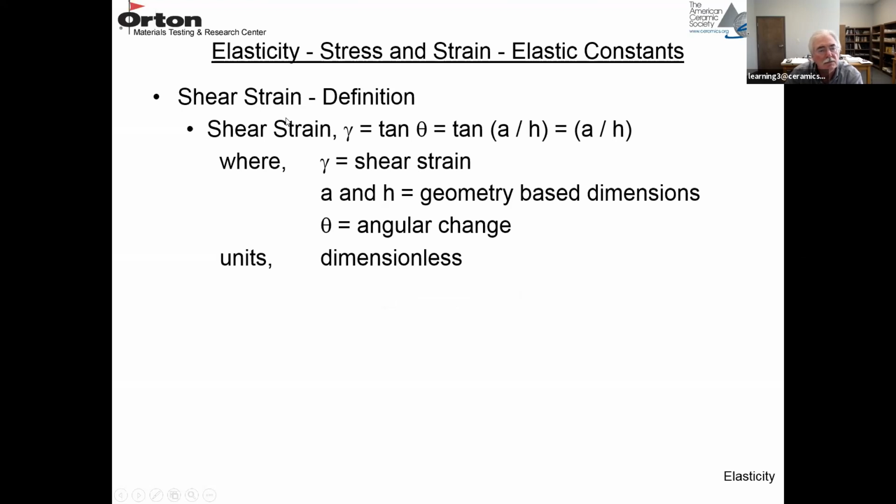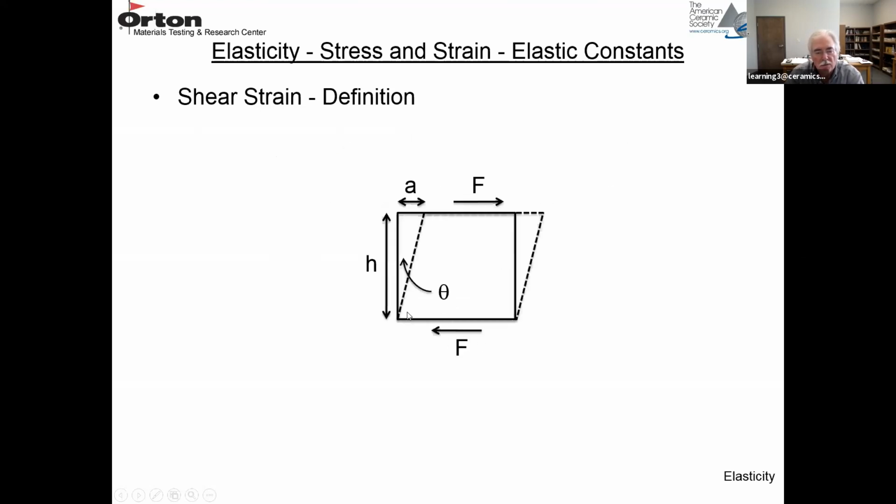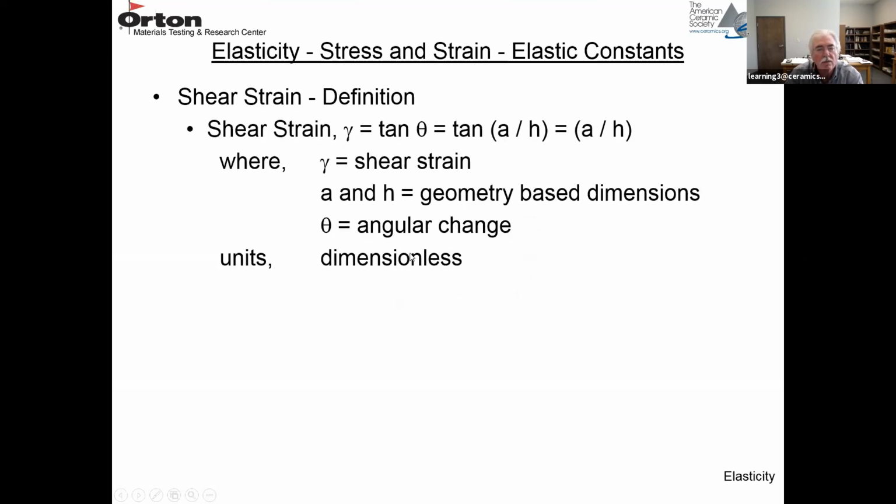If you have a resulting shear strain gamma, that equals the tangent of theta. So we're looking at the side of the cube, and it's being distorted in this manner, or if you look at the dotted lines, this angle is theta. So gamma equals the tangent of theta, which is theta is A over H.